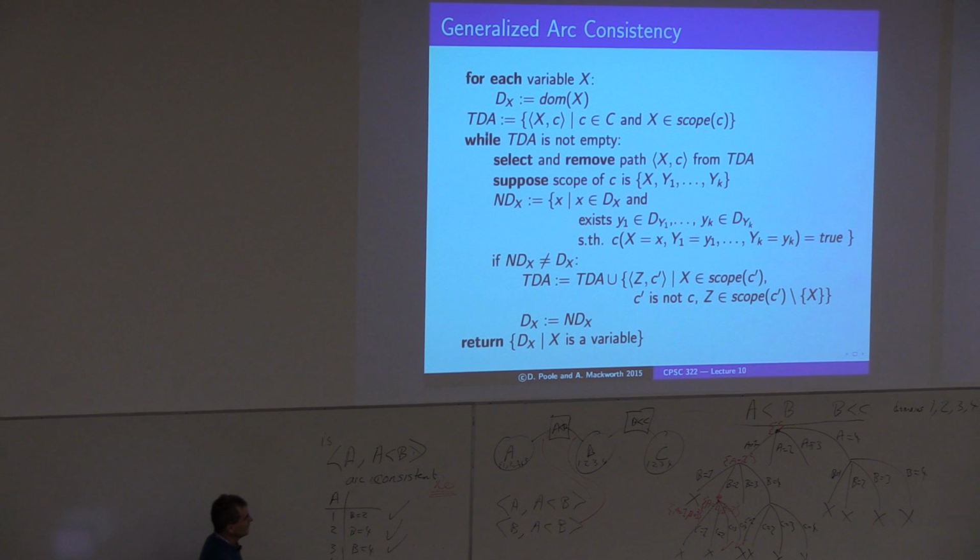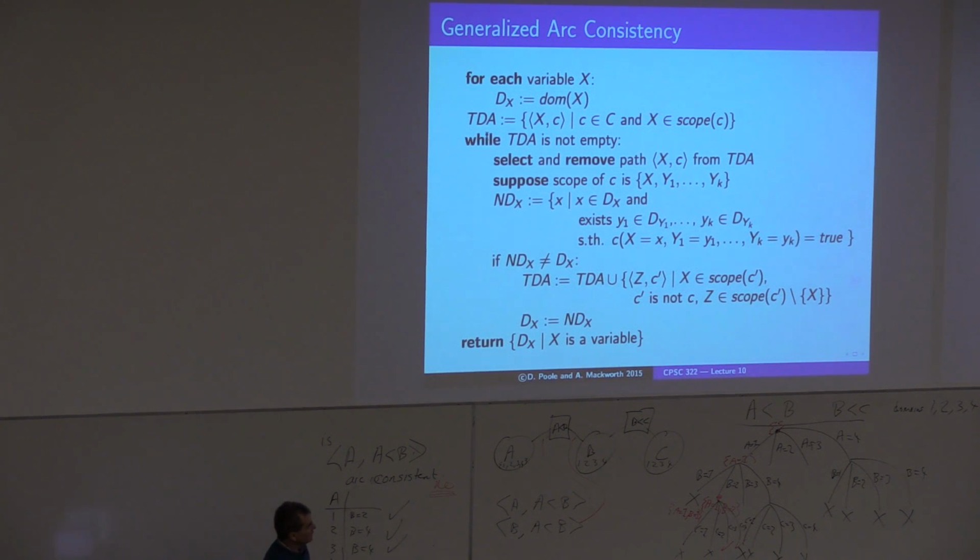So here's the algorithm. For each variable, we're going to set up this D of x, which is initially the domain of x, and then we've got all of the to-do arcs. The TDA is the arcs I'm going to do in the future. So I'm going to start off with all of the arcs. It's a pair of x and c for every constraint c and for every x in the scope of c. Then it's going to loop through, and while there are arcs to do, I'm going to select and remove an arc. Oh, it should say arc from TDA. I edited the previous slide. It should say, select and remove this arc.